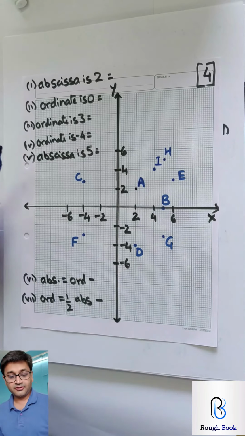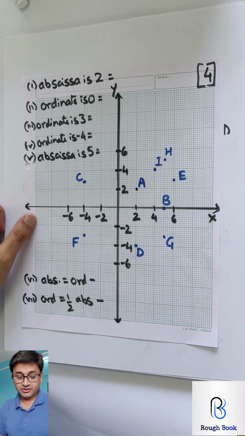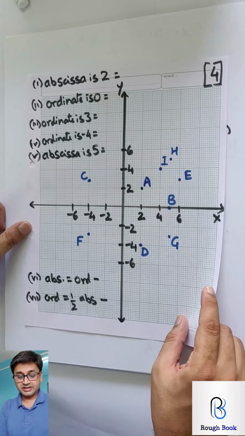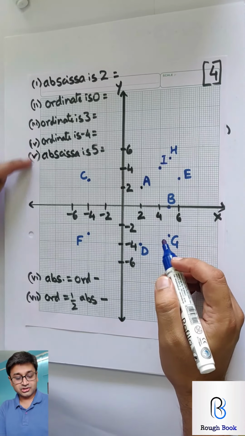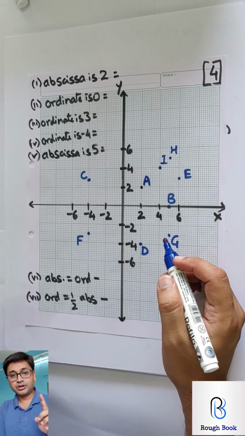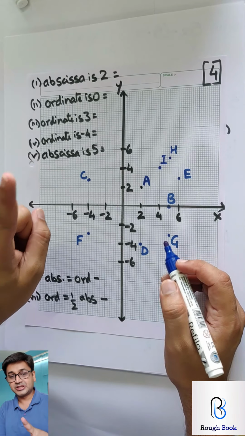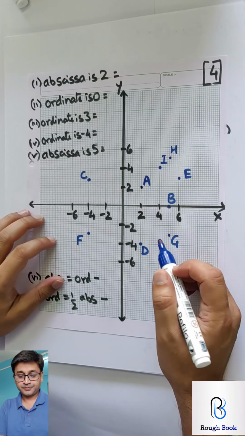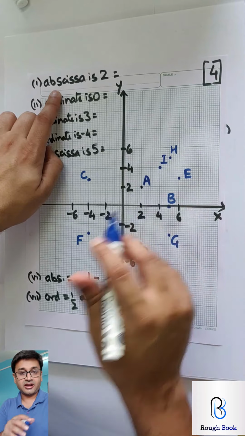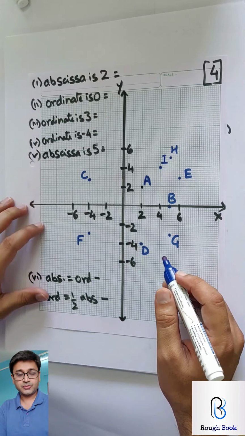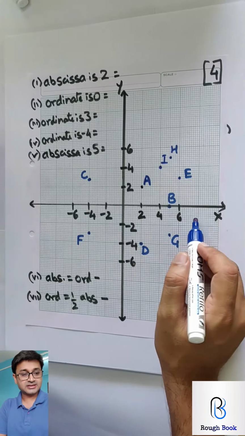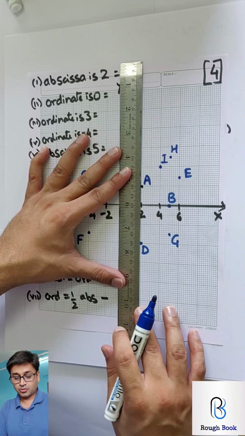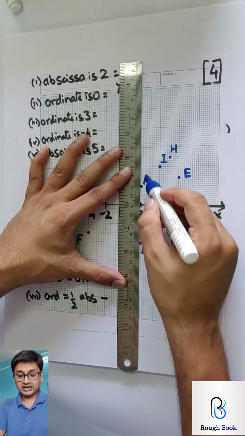If you look at sum number 4 in your textbook, they have given you a diagram with A, B, C, D all plotted, and some questions have been asked. So now you need to use abscissa and ordinate. Abscissa means x and ordinate means y. Now the first one: write all the points whose abscissa is 2. Look at x, and at all the points whose abscissa is 2. Put a line or a scale and that will give you the answer.